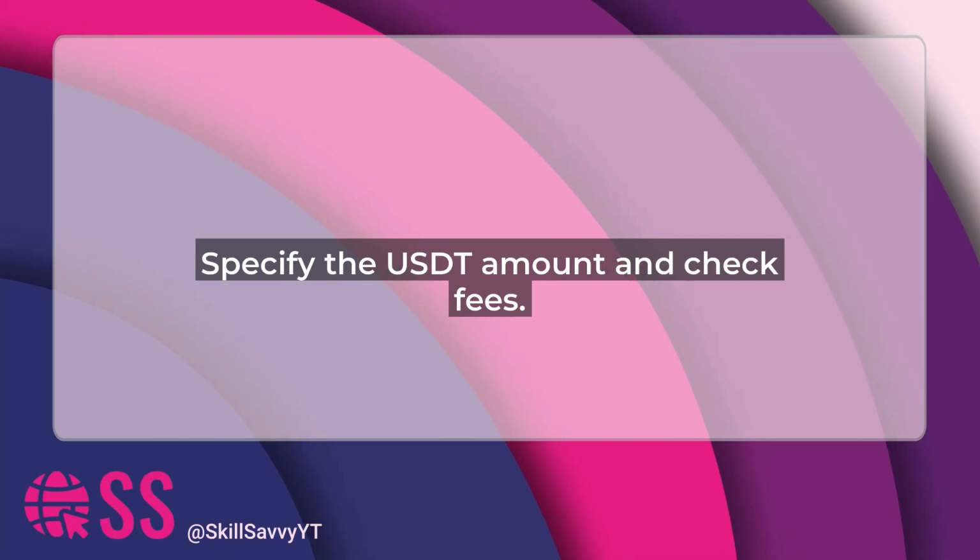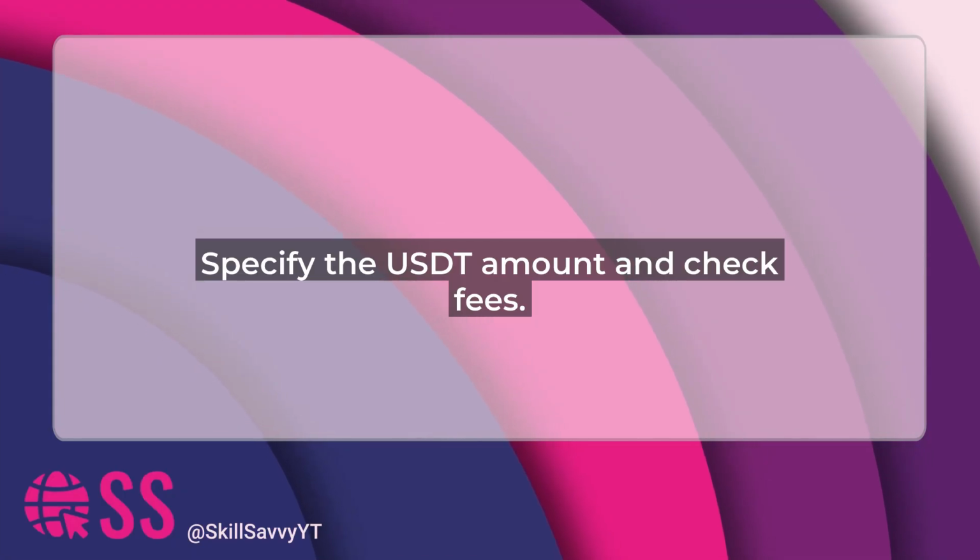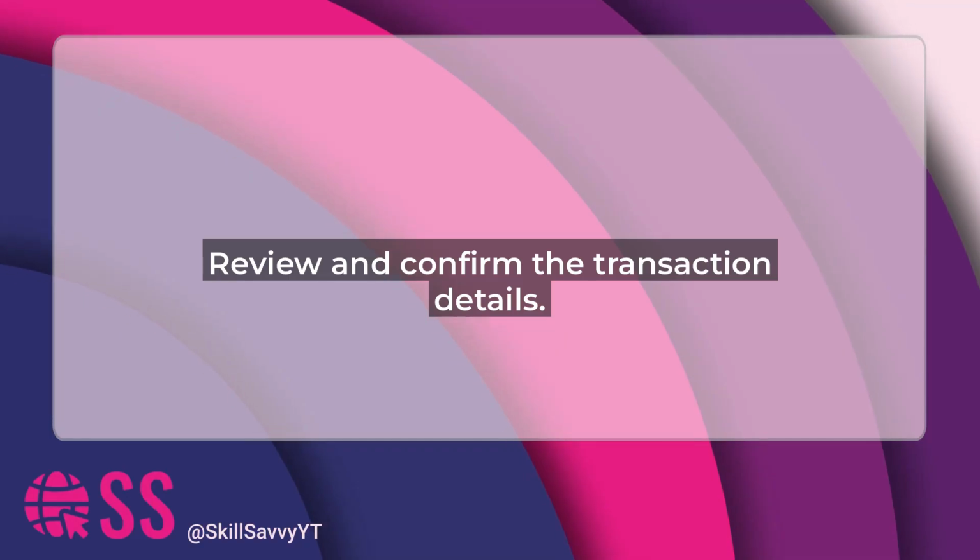Step 5. Review the transaction summary. This includes the amount, fees, and total cost. If everything looks good, tap Confirm to broadcast the transaction to the blockchain. Step 6. Wait for confirmation. Phantom will notify you once it's done, and you can check the status in your transaction history.